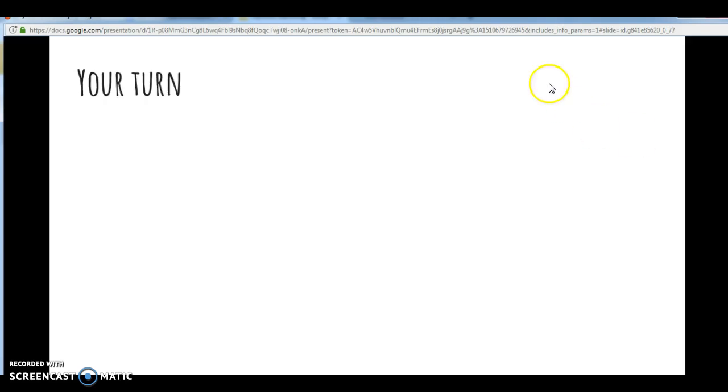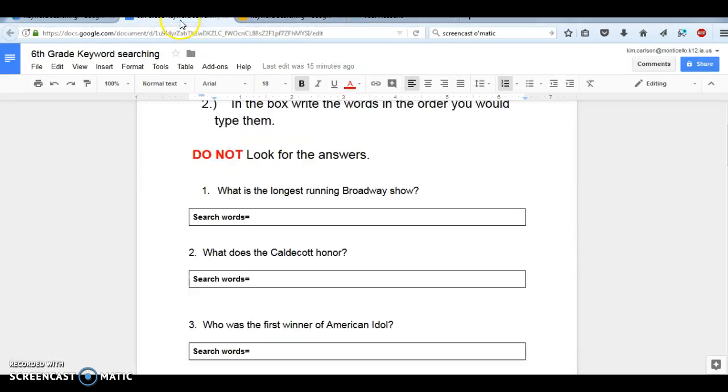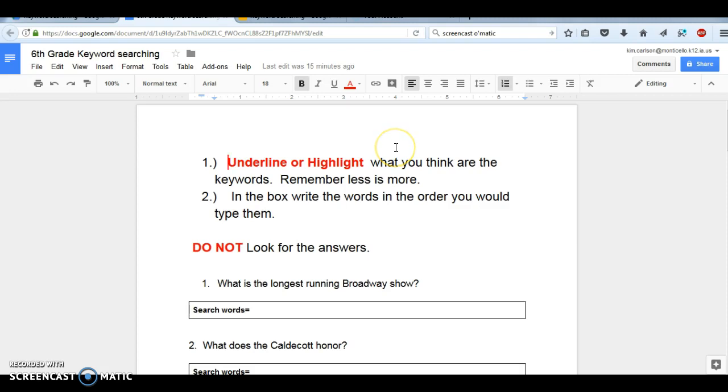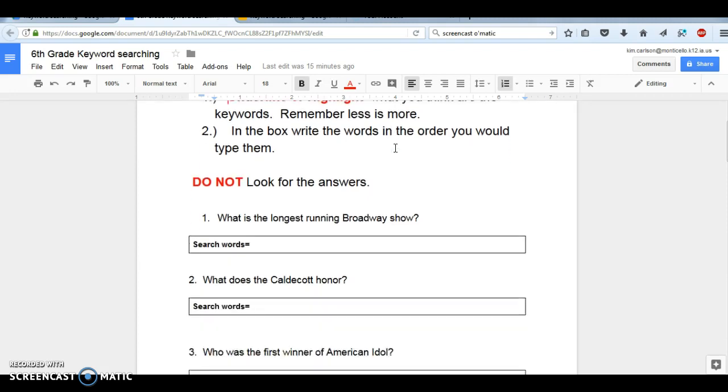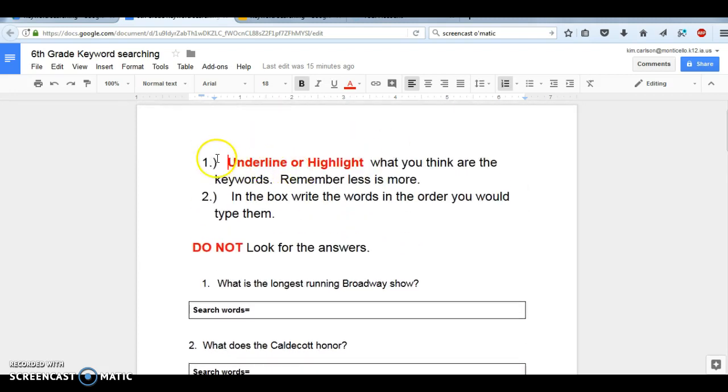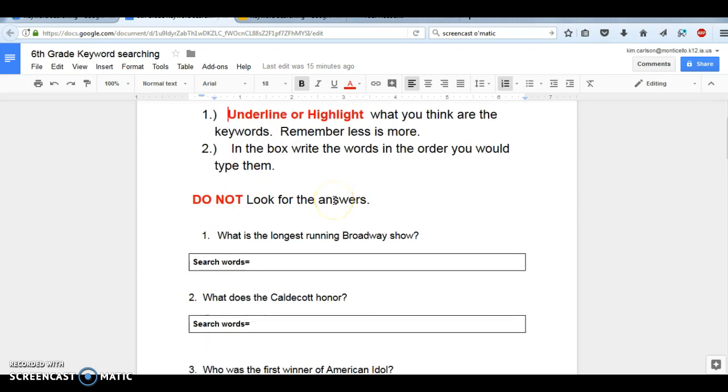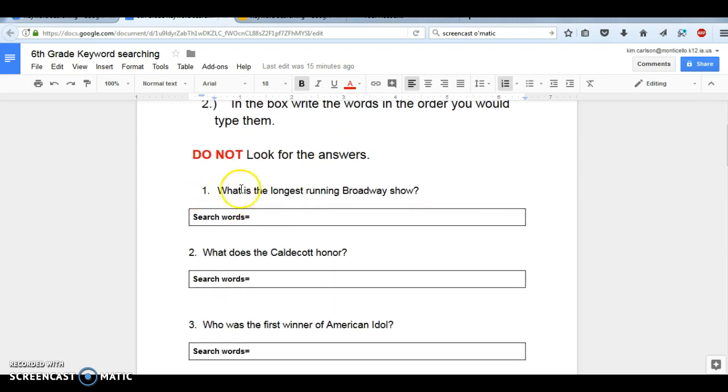So now it's your turn. You are going to go to your Google Classroom, and you're going to see 6th grade keyword searching. And this is what you're going to do. The instructions say, underline or highlight what you think are the keywords. Remember, less is more. And in the box, write those words in the order you would type them. Okay? So we're not looking for answers. You're not going on the internet. You're only working on this sheet.